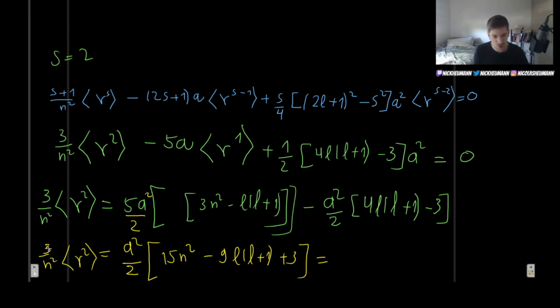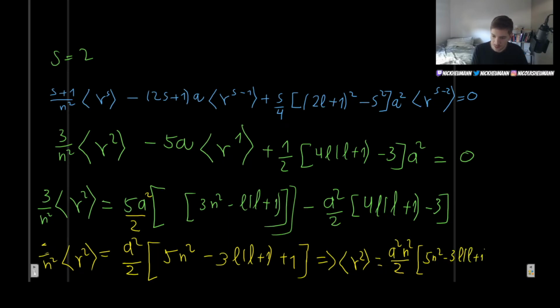And actually we have a 3 here, so we can divide both sides by 3 since everything is a multiple of 3. So this will be just 1 here. This 15 will be 5. This 9 will be 3. Oh my god, my tablet is lagging. There we go. And this 3 is 1. All right, so let's now multiply by n squared. So our final result, the expectation value of r squared, will be a squared n squared divided by 2 times 5n squared minus 3l l plus 1 plus 1. All right, so that's another result.